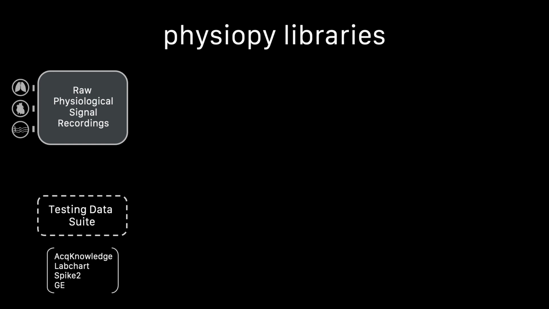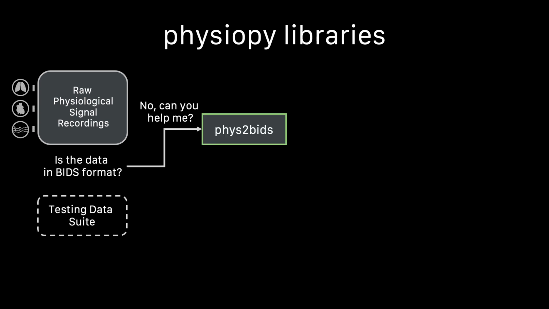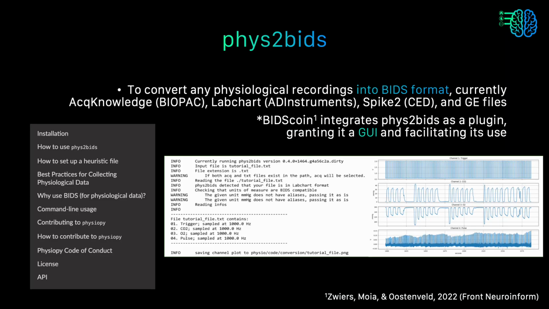Assuming you read our community practices and acquired some physiological data. Is it in BIDS format? If not, the user has the option to convert the data into BIDS format. Phys2BIDS enables the conversion of various physiological recording formats into BIDS format. Currently, it supports popular formats such as AcqKnowledge, LabChart, Spike2, and GE files. Phys2BIDS incorporates BIDScoin for a user-friendly graphical user interface.